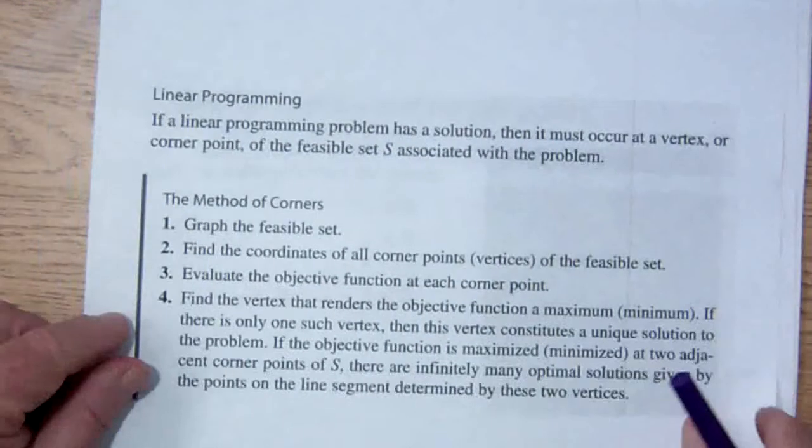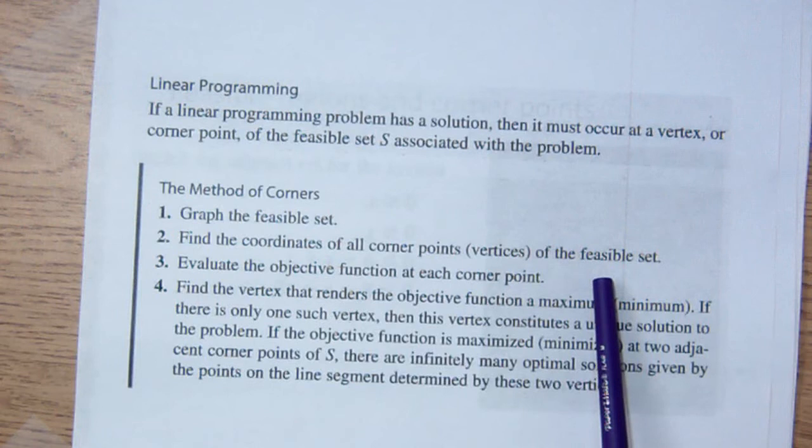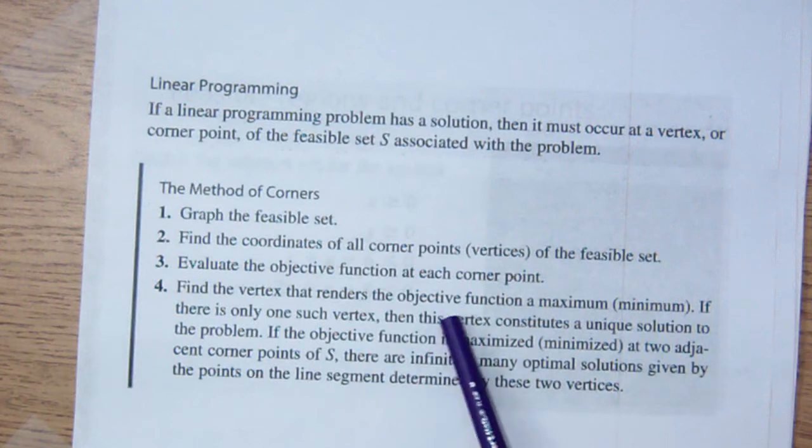Now, a big theorem in linear programming is that if there is a solution, it must occur at the vertex or a corner point. So what we do to solve these is we graph the feasible region. We find by solving systems of equations the corner points. We evaluate the objective function at each corner point, and then the answer is going to be the corner point that maximizes or minimizes the objective function.